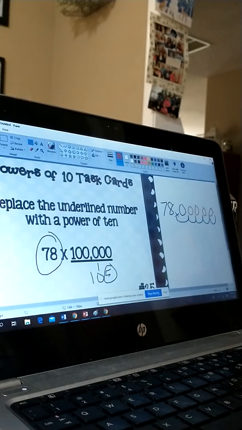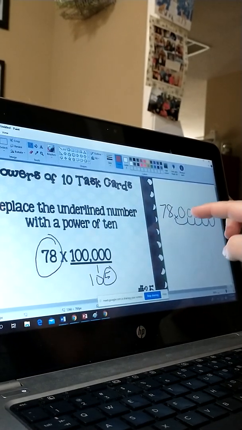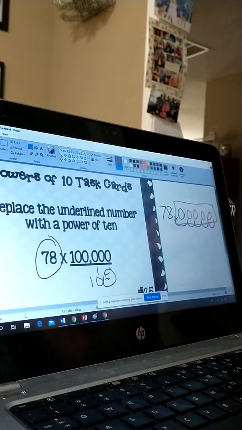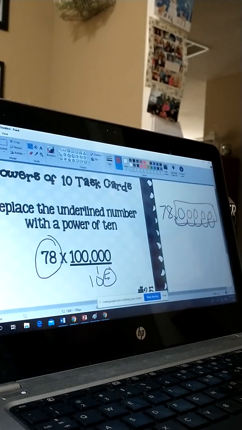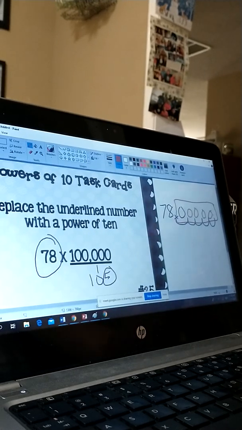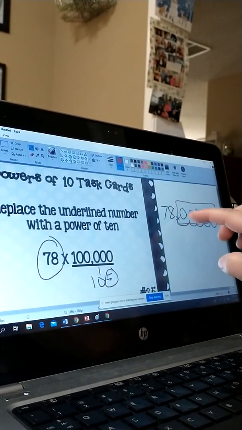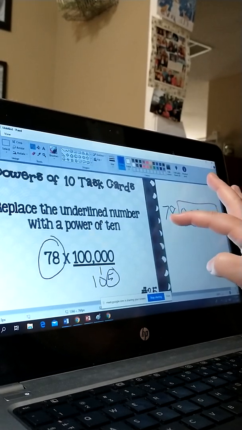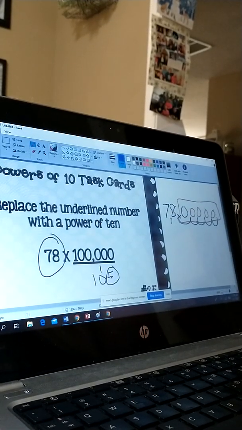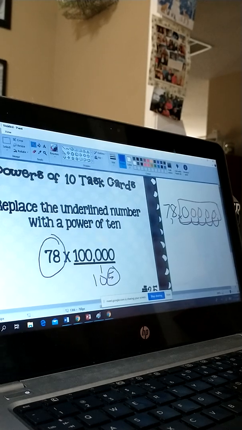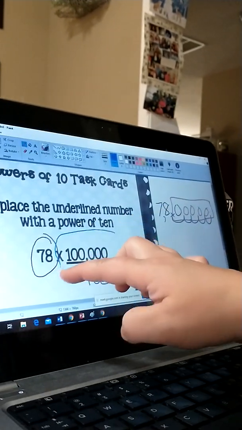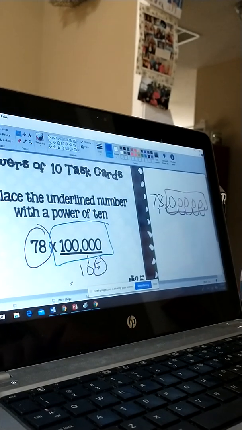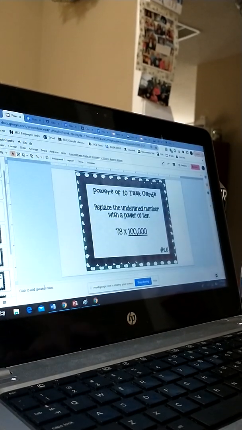Now, that's going to give me a really big number. I have 78 followed by 5 zeros. That's big. Let me put in a comma so I can understand this number. 7,800,000. So that's pretty big. But when you look at it, you see why. That's a pretty big number that we are multiplying by. Okay, let's do another one. Y'all are doing great.